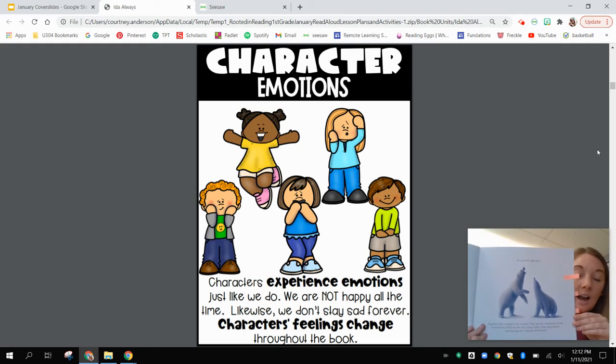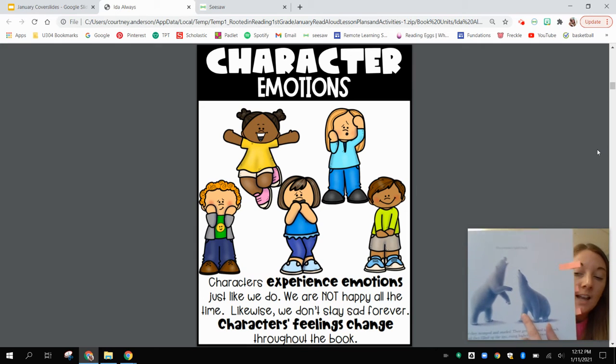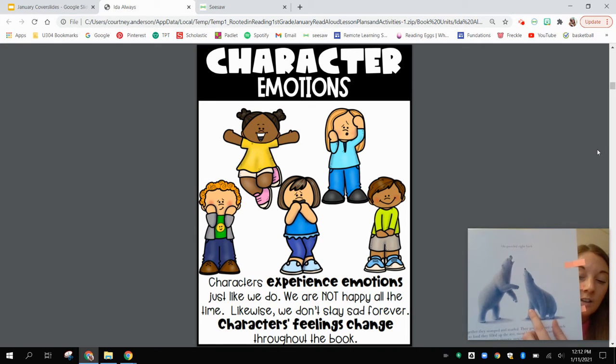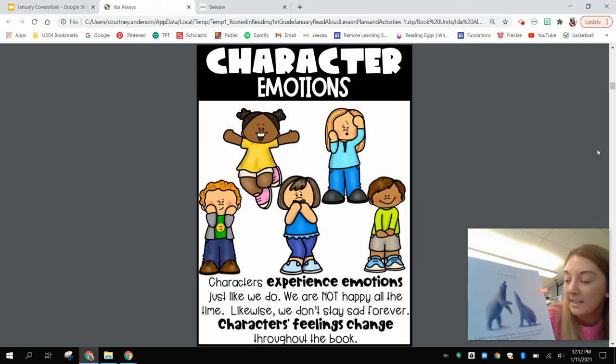And then when him and Ida are talking about that, and he learns that she's sick and dying, he gets so upset. And we can see that here in the illustration. And the author writes, together they stomped and they snarled. They growled until it turned into howls.